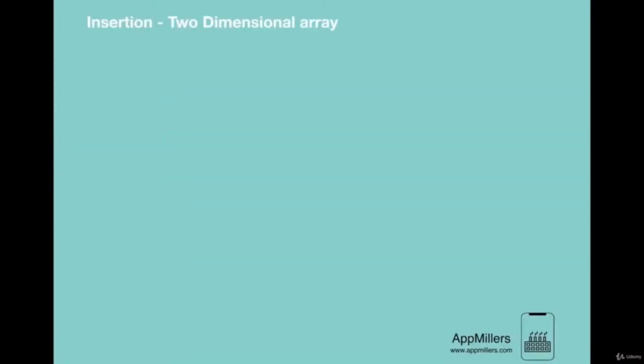Okay, now in the previous video, we have learned how to create a two-dimensional array. Now in this lecture, let's look at inserting a new value to the two-dimensional array. Now insertion over here is different than in a one-dimensional array because here we cannot insert a single value and we need to insert a row or column.